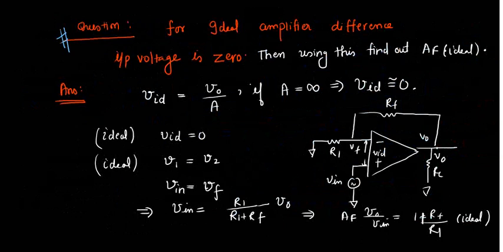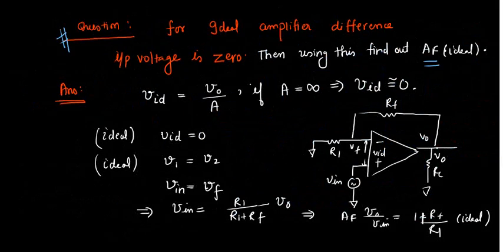For an ideal amplifier, first you prove that this statement is true. I am making a statement: for an ideal amplifier, the difference in voltage is 0. Okay? And by using this statement, or this logic, find out AF ideal. Right? This is the task. Correct?